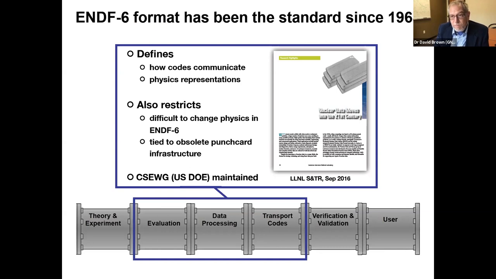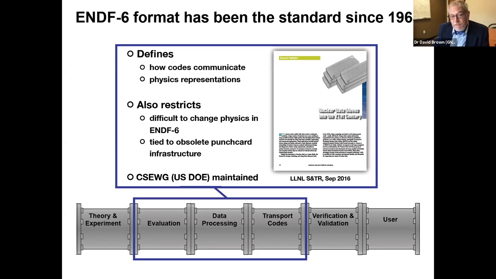The ENDF-6 format has been the standard nuclear data format since roughly 1968. And this is important because the ENDF format defines not just how the physics that we use represents the interactions, but it also defines how codes communicate. In particular, it defines how the middle segment of the nuclear data pipeline communicates. That means evaluations are produced, melding theory and experiment into something in the ENDF format, which is then processed in a processing code. The output is typically in a variation of the ENDF-6 format, where it is fed into a transport code and then the downstream validation and then onto the user.